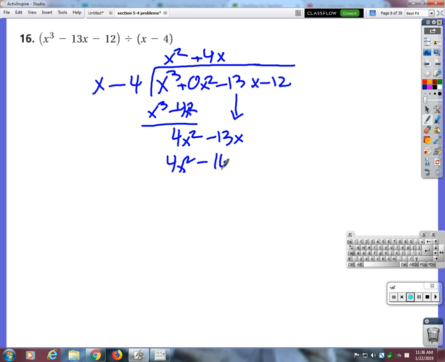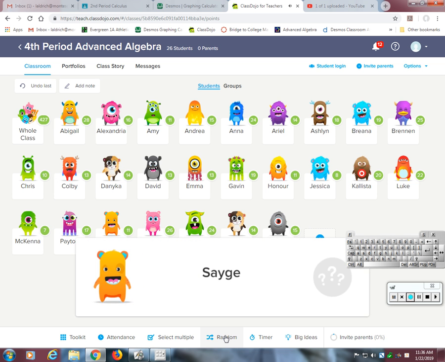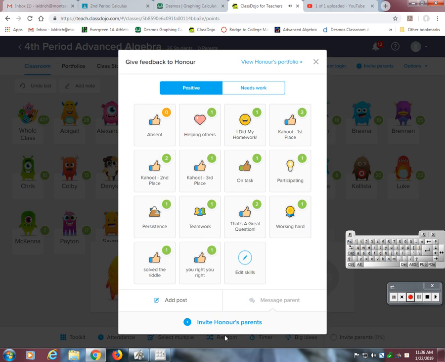Negative 16x. 4 times 4 is 16. Okay. All right, and then I'm sticking on you. These cancel. What's negative 13x minus negative 16x? That's why it's called long division. 3. Okay, so this is going to be 3x. Okay. All right, then I bring down the negative 12, and I go around one more time.